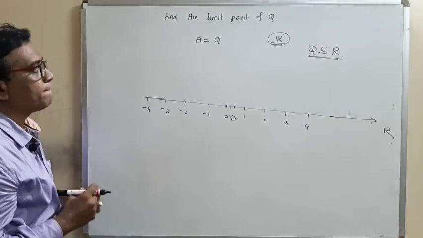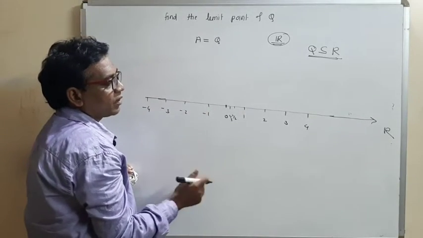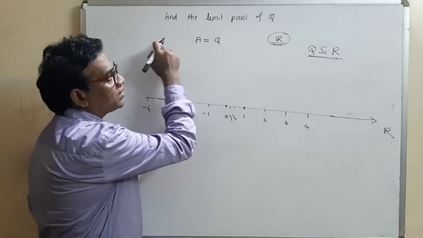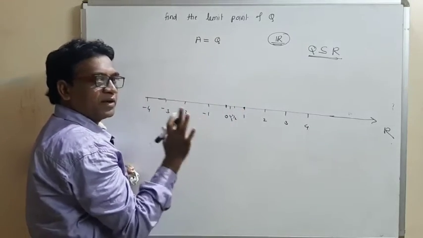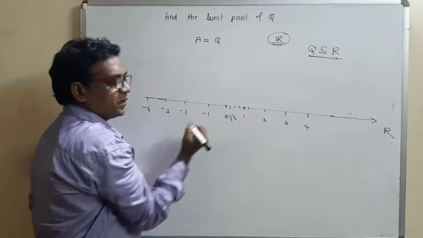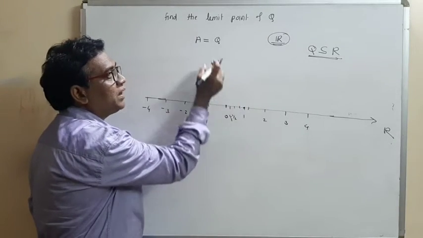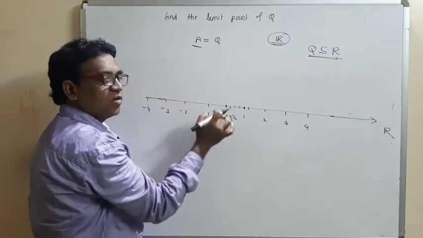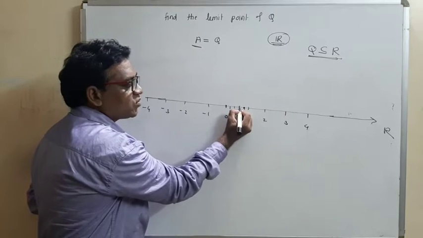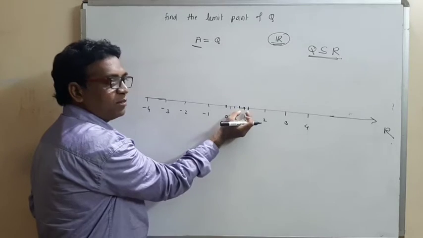Now see, what are the limit points for the rational numbers? Now 1 is a limit point for this set of rational numbers. See what is meant by the limit point? Limit point means if we draw some open sphere, then this open sphere contains infinitely many points of this set A. Then it is called a limit point. Limit point means this open sphere contains infinitely many rational numbers.